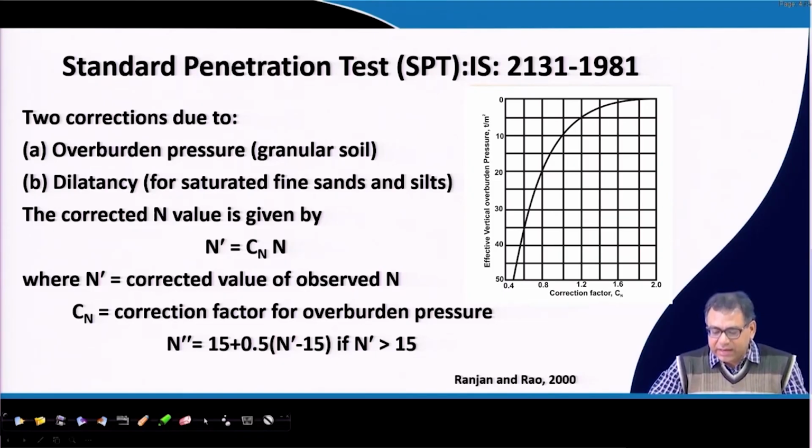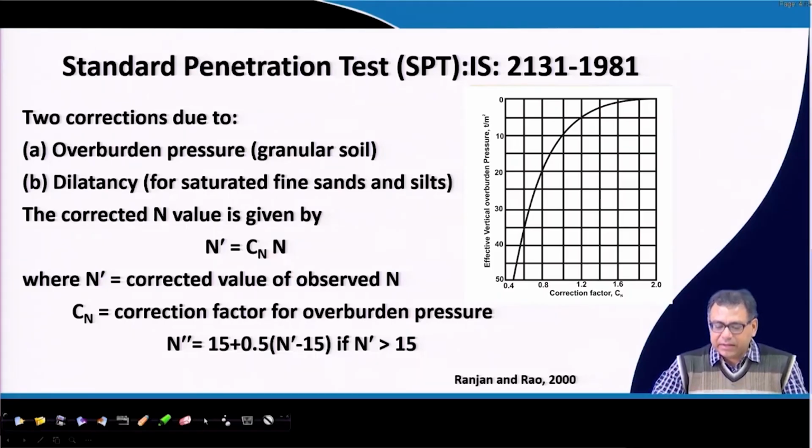So, you can see the IS code recommends to use a chart. This is the correction factor Cn, and here is the effective vertical overburden pressure. Effective means it is effective, it is not total. So, effective vertical overburden pressure in ton per meter square. You can see that if this effective overburden pressure is 10 ton, then no correction is required, because your correction factor is 1.